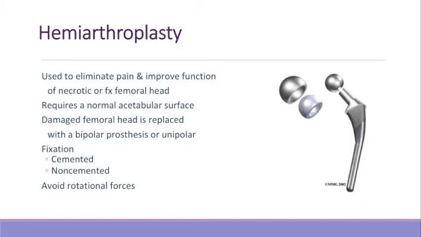This still has 2 components. There is a larger femoral head and a smaller femoral head with a stem that would fit inside it. This produces less friction, and so there becomes less wear on the joint surface. This procedure is rarely used for arthritis because there must be a normal acetabular surface.